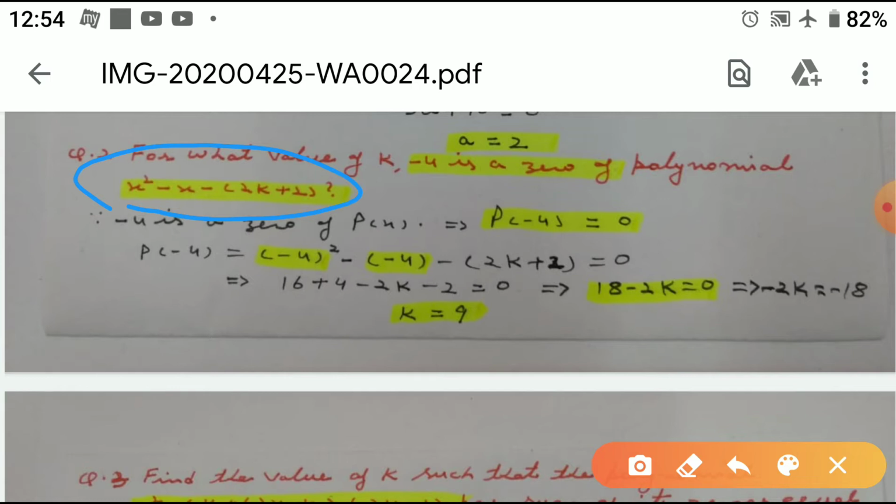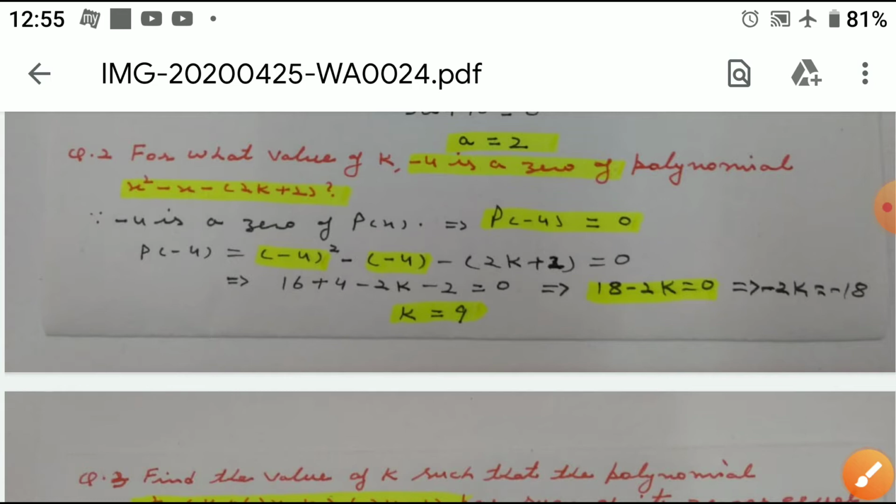Since minus 4 is a zero, it means instead of writing x, we write minus 4, and p(x) is equal to p(minus 4) is equal to 0. Since minus 4 is a zero of the polynomial, it means if we replace x by minus 4, this polynomial becomes 0. Look at this. Put the value of x as minus 4, this polynomial becomes 0.